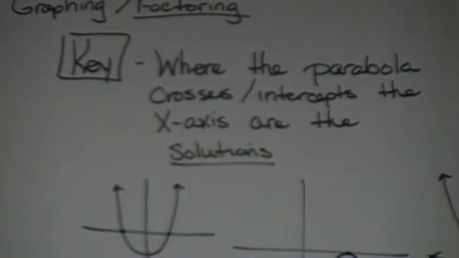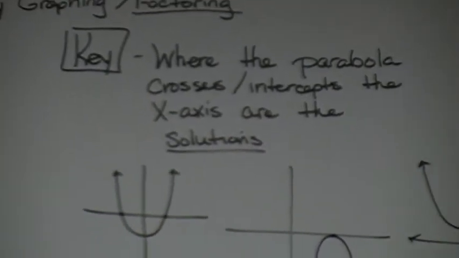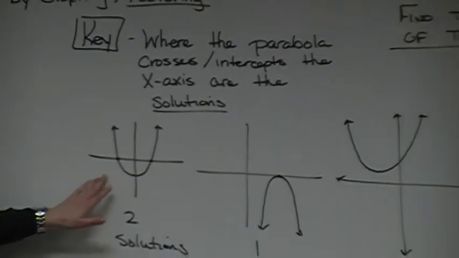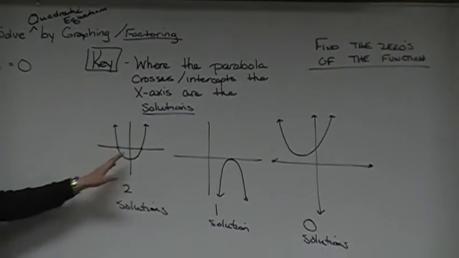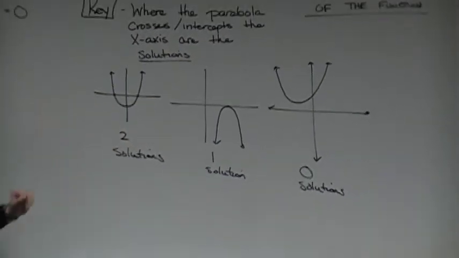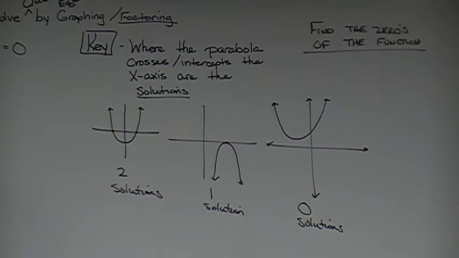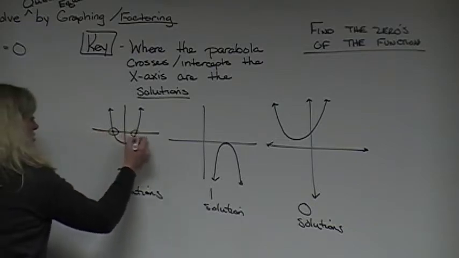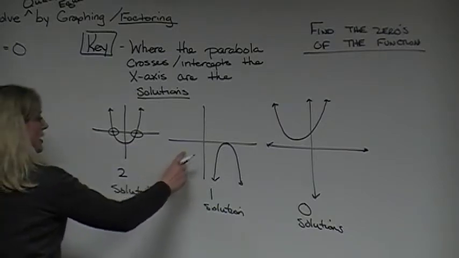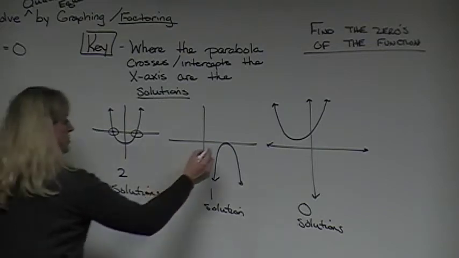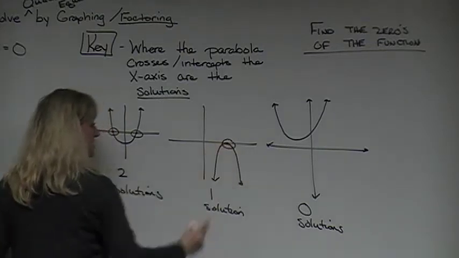Look at my little graphs right here. Again, these are just examples. If I have a parabola in this first little graph, how many places does it cross the x-axis? How many different places did it cross? Two. So how many solutions will I have? Two, because wherever it crosses are the solutions of this quadratic equation. How many solutions do I have for this one? One, because it crosses the x-axis at one place.